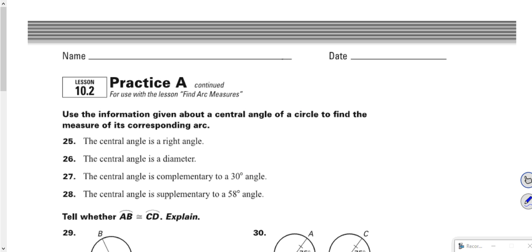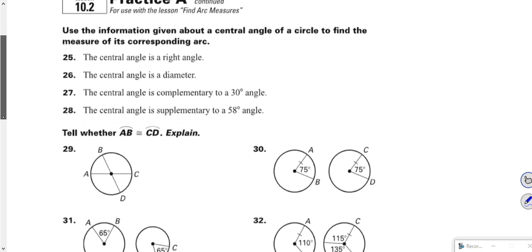It says, use the information given about the central angle of a circle to find the measure of its corresponding arc. I think you guys can do that, because remember the corresponding arc is the same as the central angle. So you guys got that section.